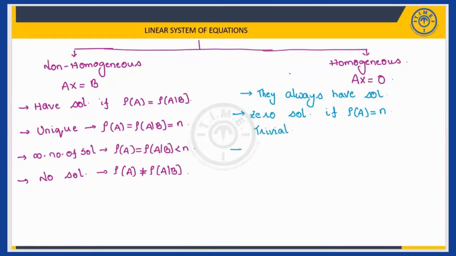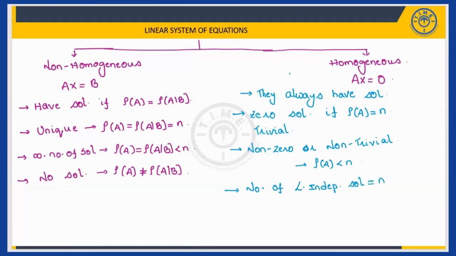Okay. And they'll be having a non-zero or non-trivial solution if rank of A is strictly less than n. And the number of linearly independent solutions is given by what? N minus rank, where n represents what? N represents the number of unknowns.